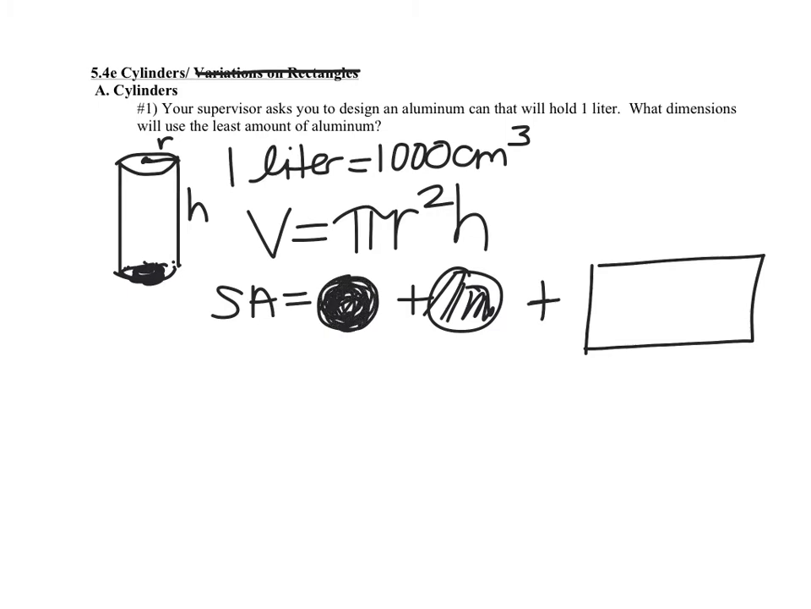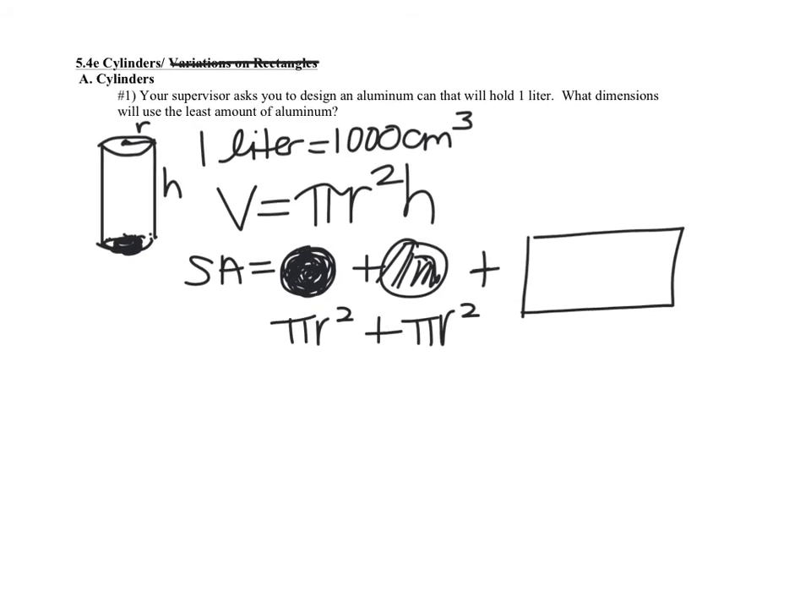So let's talk about the area of the top circle. What's the formula for that? That would be pi r squared. The area of the bottom circle is the same, pi r squared. And then the area of this rectangle, when you unravel the cylinder, h is the height there. And the other side is the circumference of the circle, which is 2 pi r.